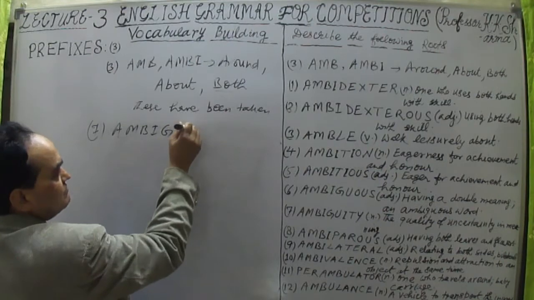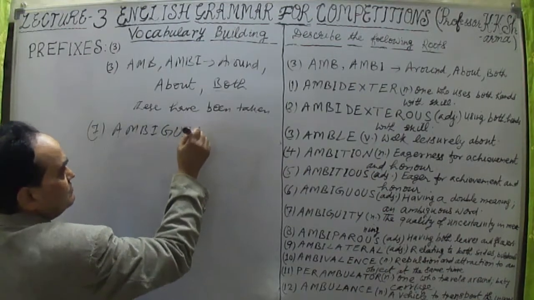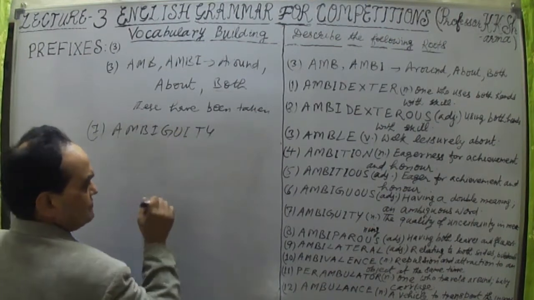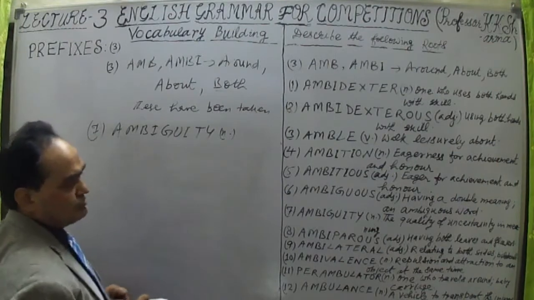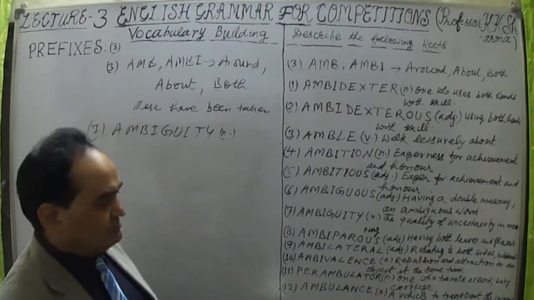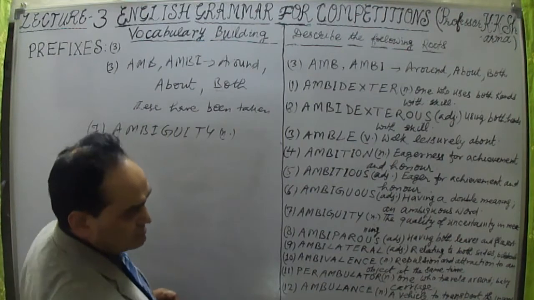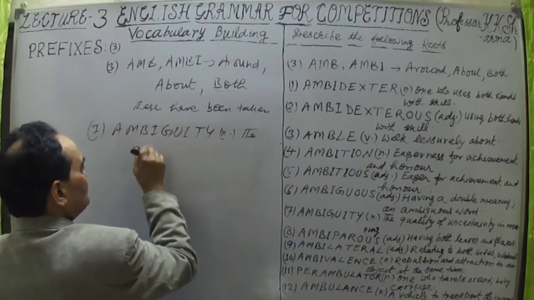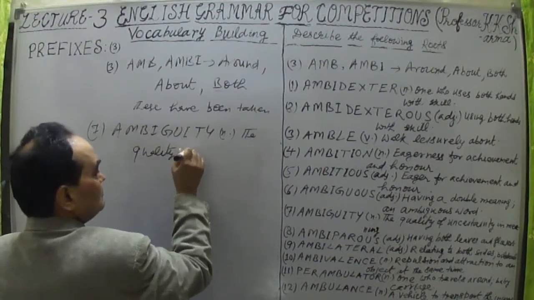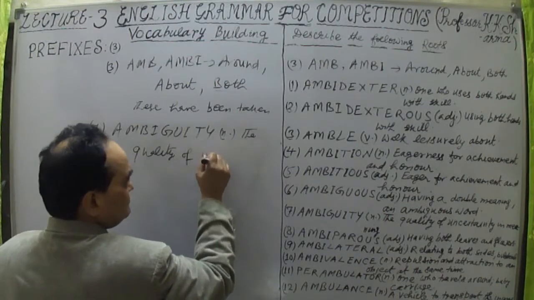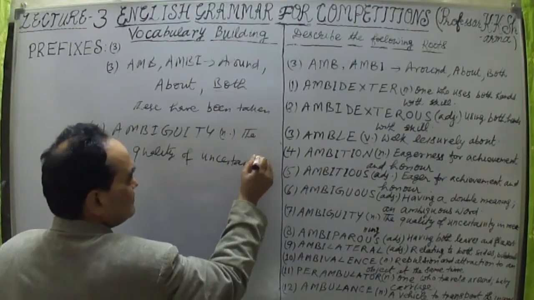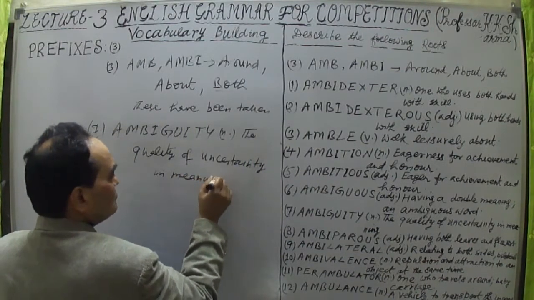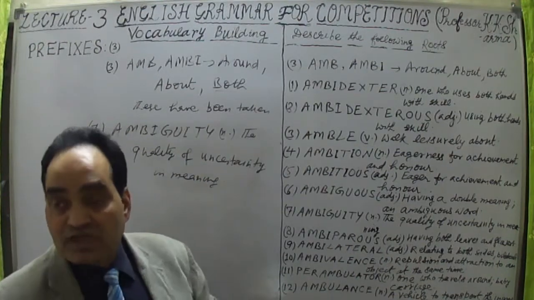Ambiguity, I-T-Y, A-M-B-I-G-U-I-T-Y, ambiguity. Right, this is again a noun. Ambiguity means the quality of uncertainty, okay? Uncertainty based on meaning, right? The quality of uncertainty in meaning, that is ambiguity.